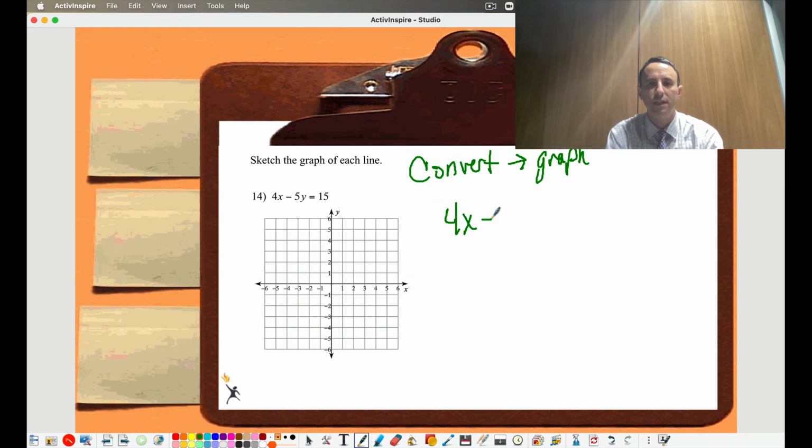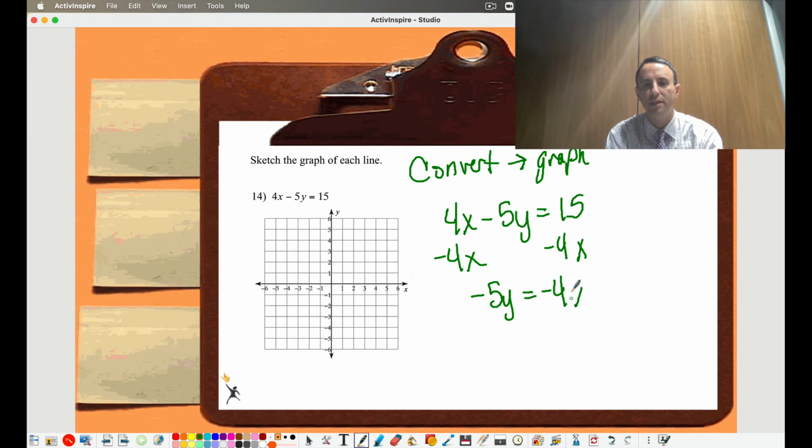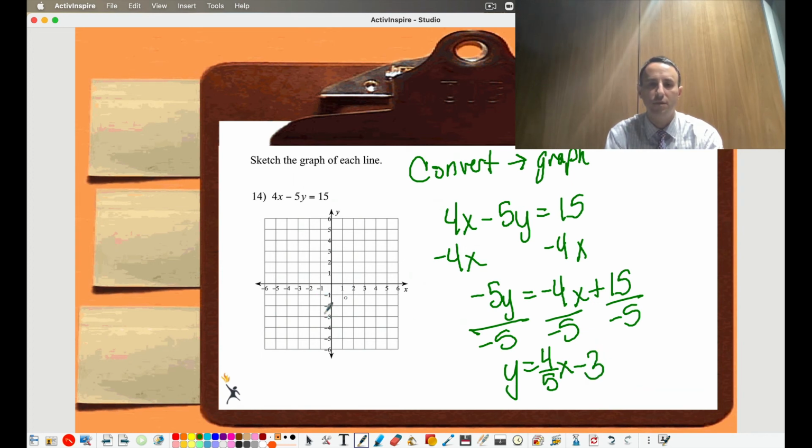All right, so take a moment and rewrite the equation. So we subtract 4x again. Now we have -5y equals -4x plus 15. We're going to divide everything by -5. So I get y is equal, now I've got negative over negative, so that's going to make it +4/5 x minus 3. All right, so that starts my point over here at -3.